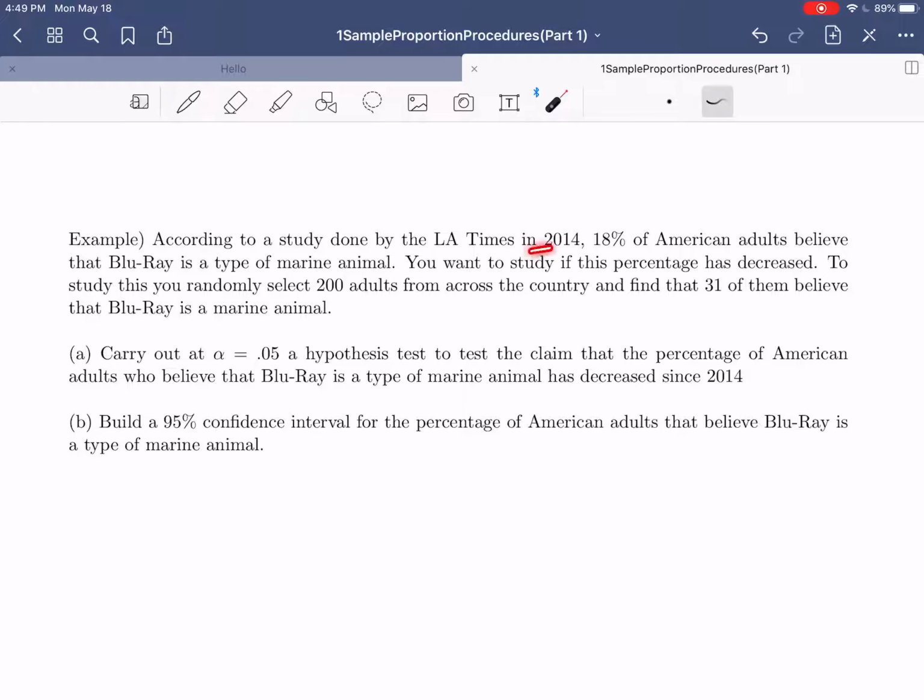So this study was done in 2014. 18% of American adults believe that Blu-ray is a type of marine animal. We want to study if this percentage has decreased. Notice already, just in the phrasing of this question, we see things like the percentage or percentage written out in words. These are tip-offs that we're talking about categorical information here. To study this, you randomly select 200 adults from across the country and find that 31 of them believe that Blu-ray is a marine animal.